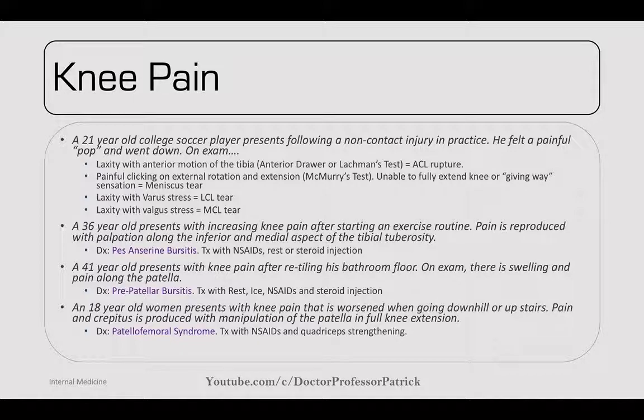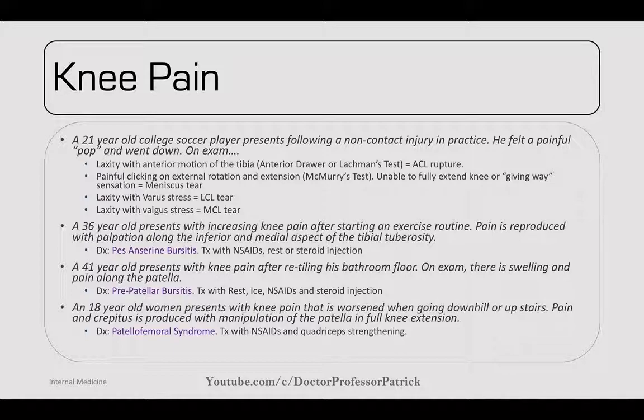Going to the knee, we've got a case of a 21-year-old college soccer player who presents following a non-contact injury in practice. He felt a painful pop and went down, and depending on what you find on exam can lead you towards the answer. If there's laxity with anterior motion of the tibia, like an anterior drawers or a Lachman's test, it's likely an ACL.